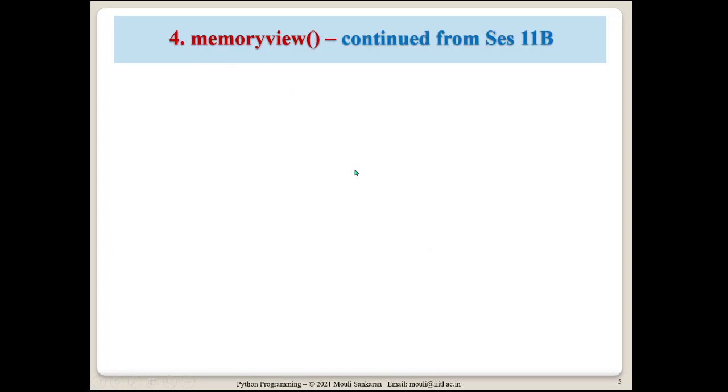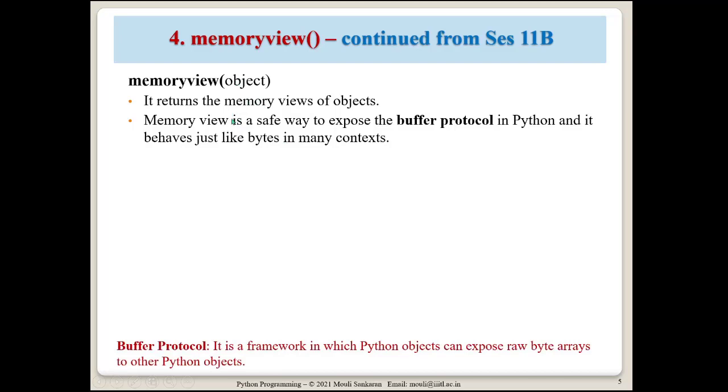This is, I think, the fourth continuation of session 11b. What we pass is an object to the memoryview. It's a built-in library function. It returns the memory view of the object. Actually, it accepts the byte array only. I tried to pass some other object, and it doesn't accept it. It accepts byte array objects. I need to maybe dig deeper into it. Okay. Here, what does it do?